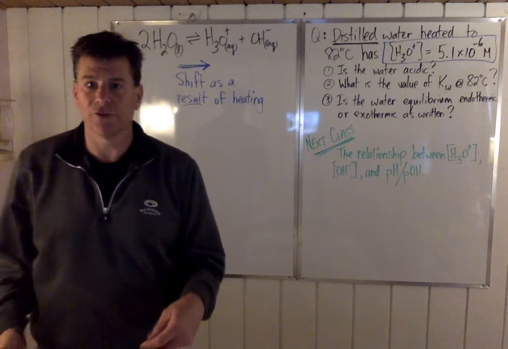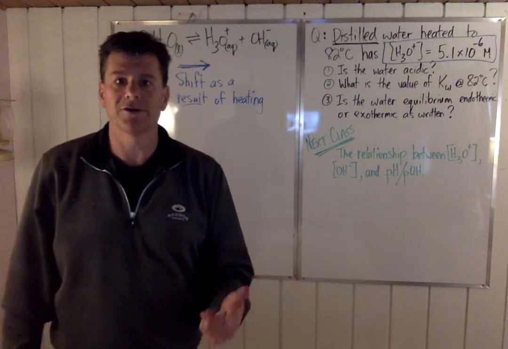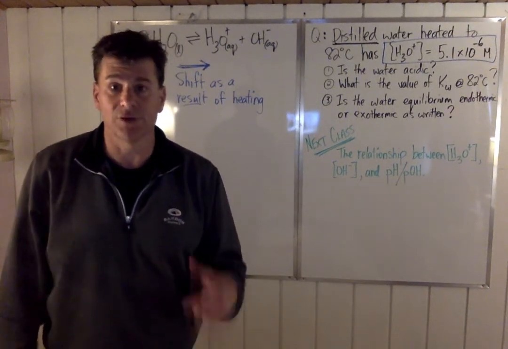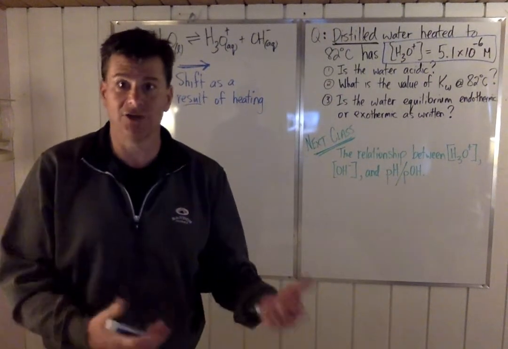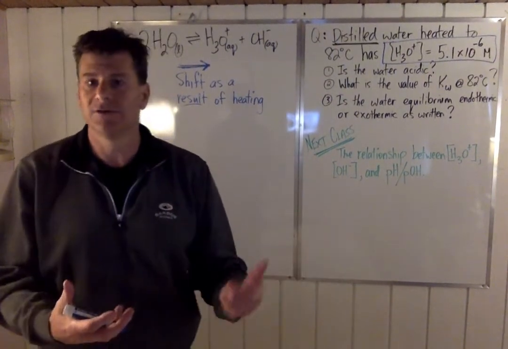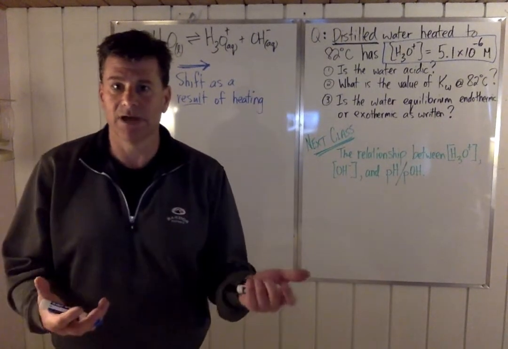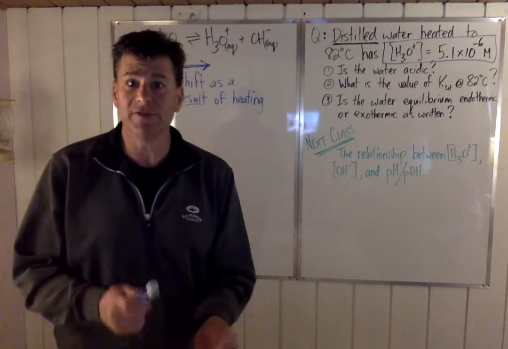Now, if the heat term was over there, on the reactant side, that means water's equilibrium had to have been endothermic as written. So it's endothermic, you heat it up, it shifts over to the right. Hydronium and hydroxide go up equally, so it remains neutral. And whatever they go up to, that's what the new hydronium and hydroxide are going to be. Okay, so that's today's class.